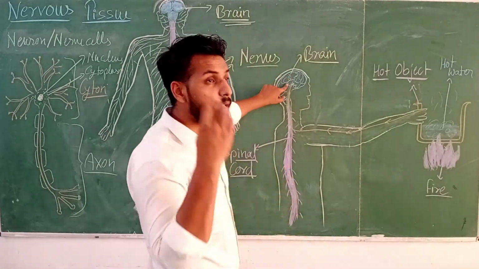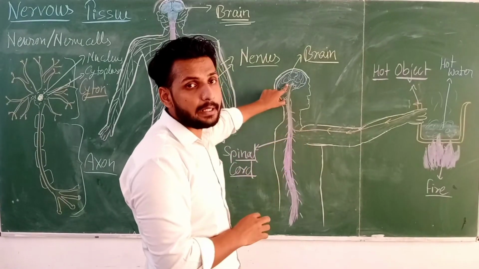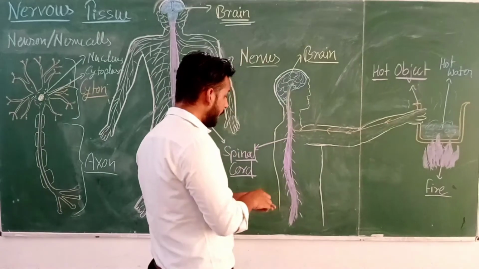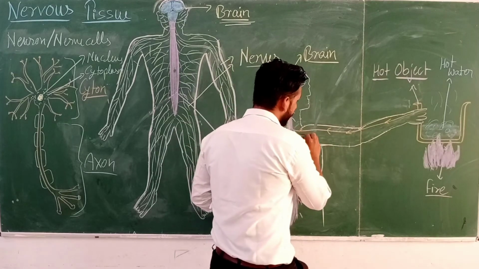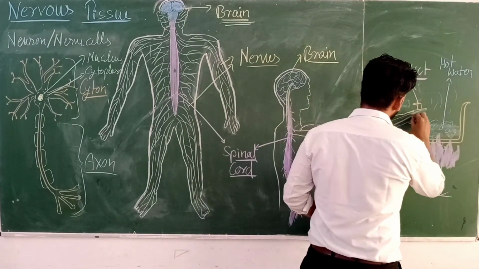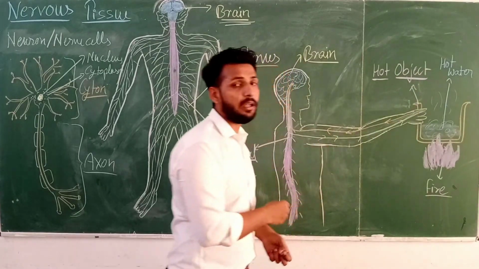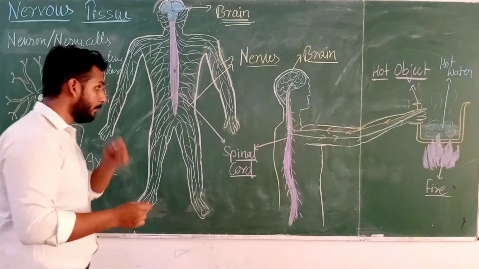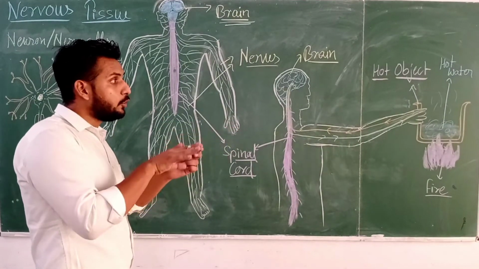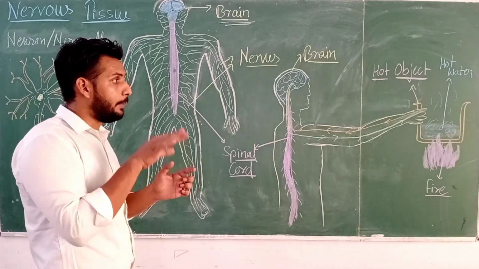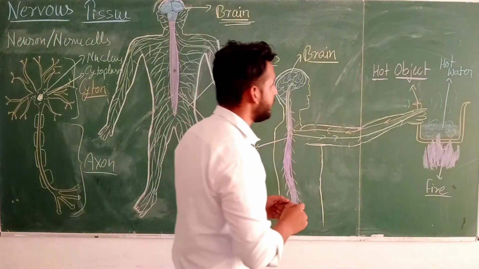Next, the signal reaches our brain, and our brain decides that the object is hot. So what happens here? The brain gives a signal, and this signal goes from the brain to that part. Now at that part, the hand, you feel the heat. So the brain says it is hot, just remove your hand, and the person pulls his hand away.